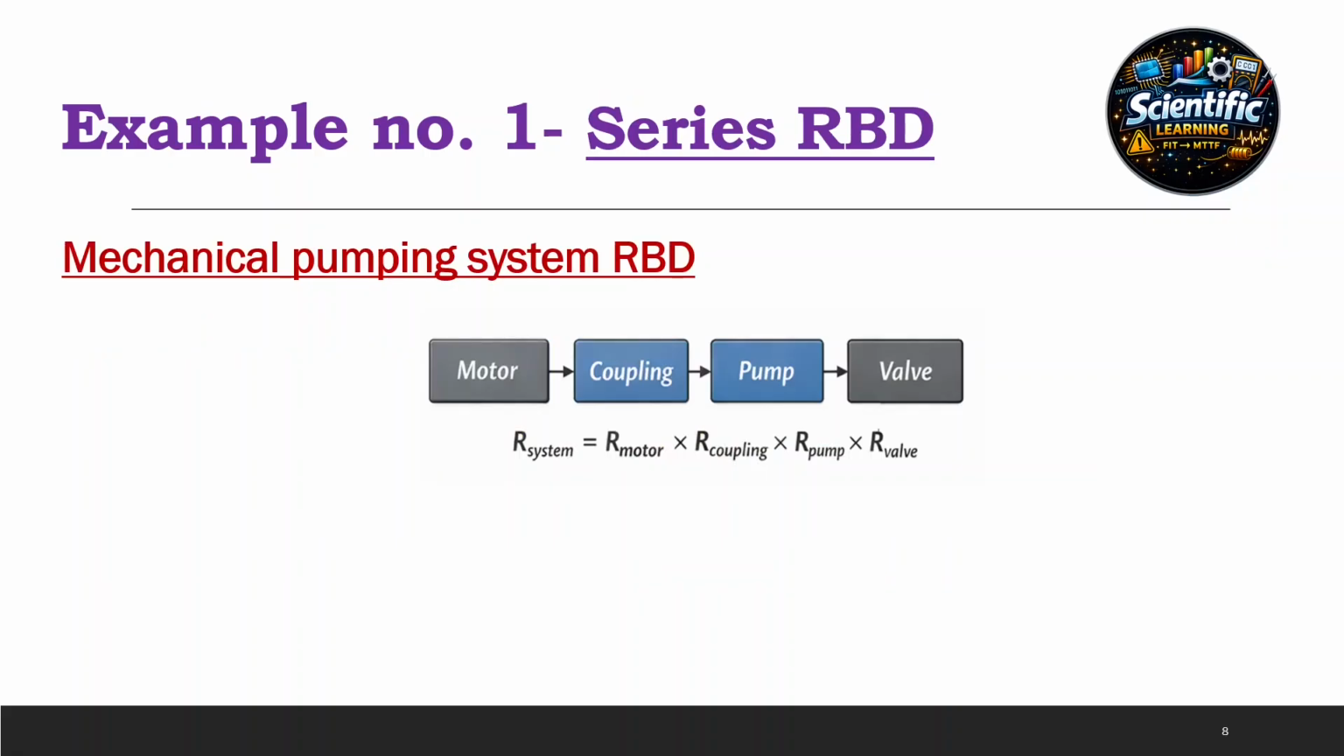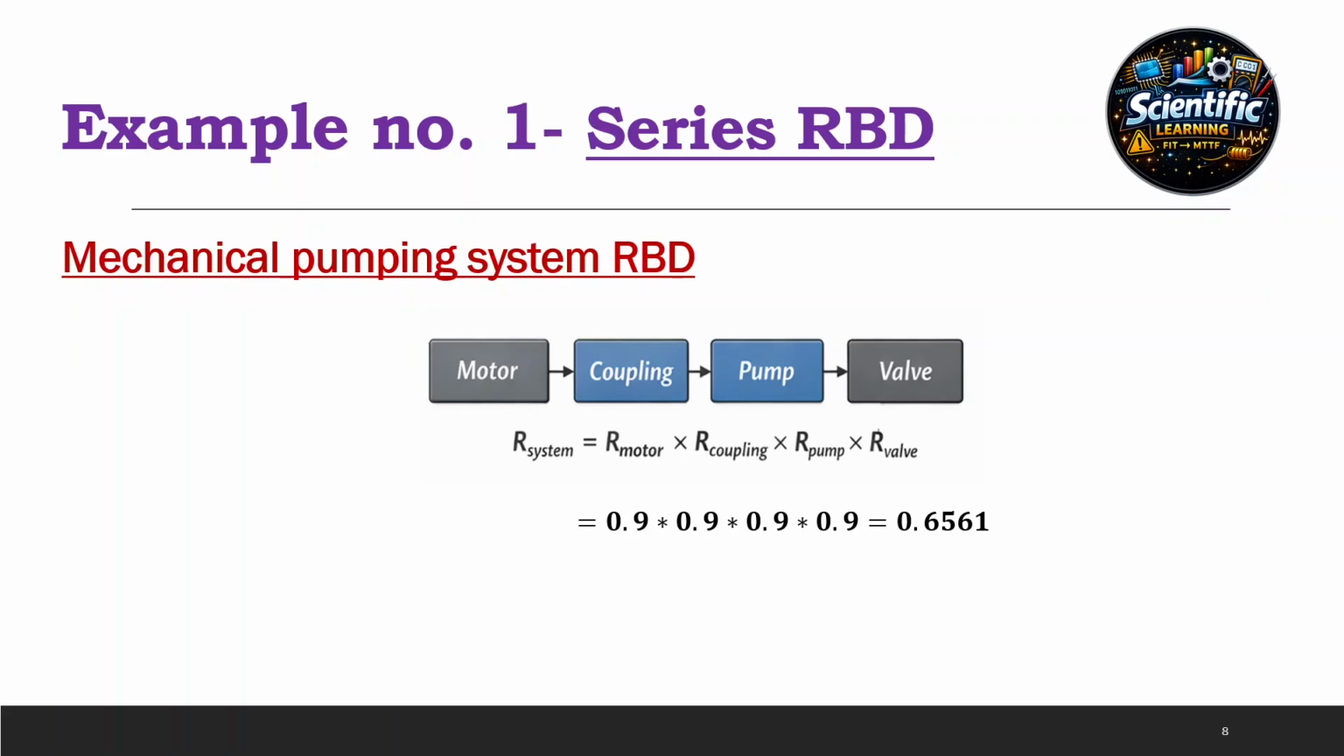Coming to our mechanical pumping system case, as we saw earlier, there are different components here all connected in series: motor, coupling, pump and valve. Because it is a series system, we multiply straight away all the reliabilities. Assuming a reliability of 0.9 for every component in the RBD, we get a system reliability of 0.6561. Can you see how the system reliability has drastically reduced from the 0.9 value of component reliabilities? This is how the series system actually reduces the overall system reliability.